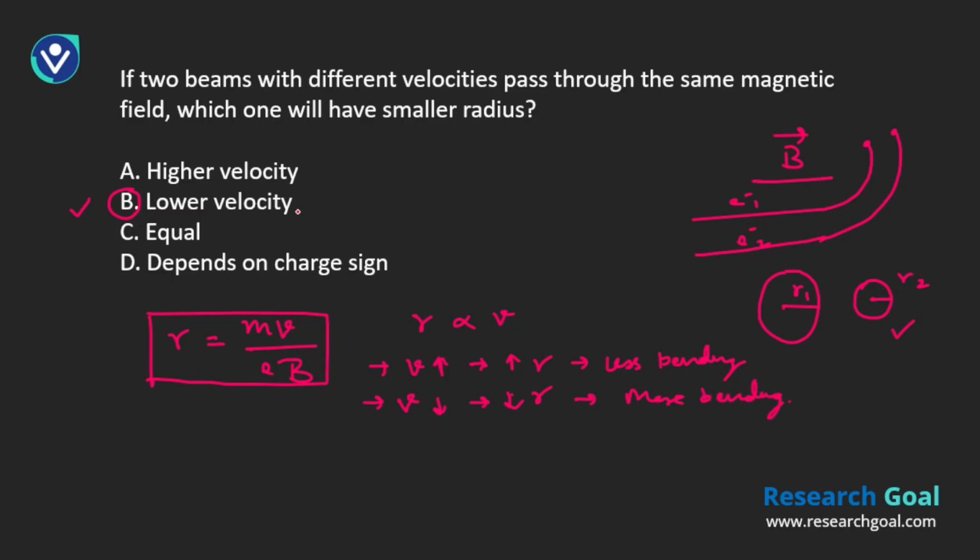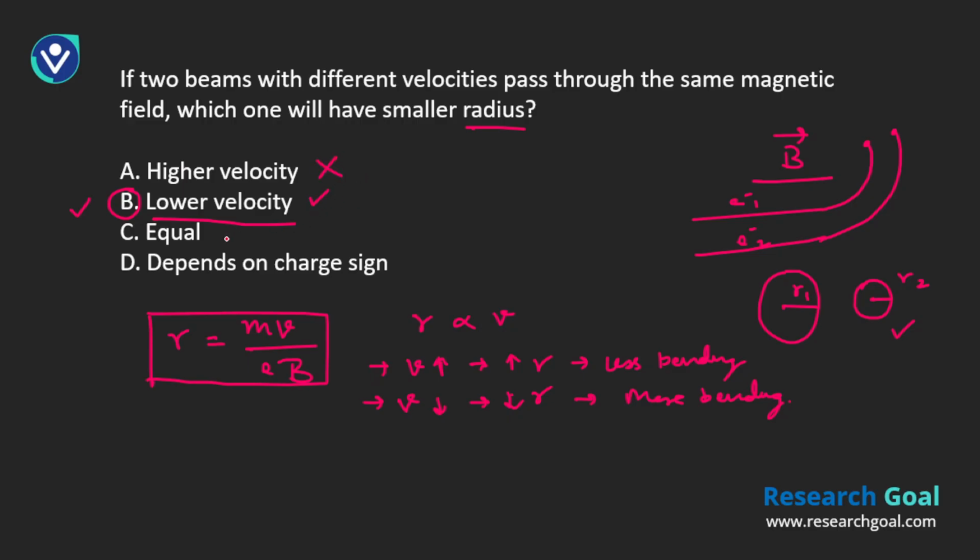So that means the particle moving with a lower velocity will have a lower radius, right? So option B in this case is correct. Why are the other options not correct? Let's understand that also. The option is higher velocity. So higher velocity will have larger radius, not smaller. So that option is incorrect.